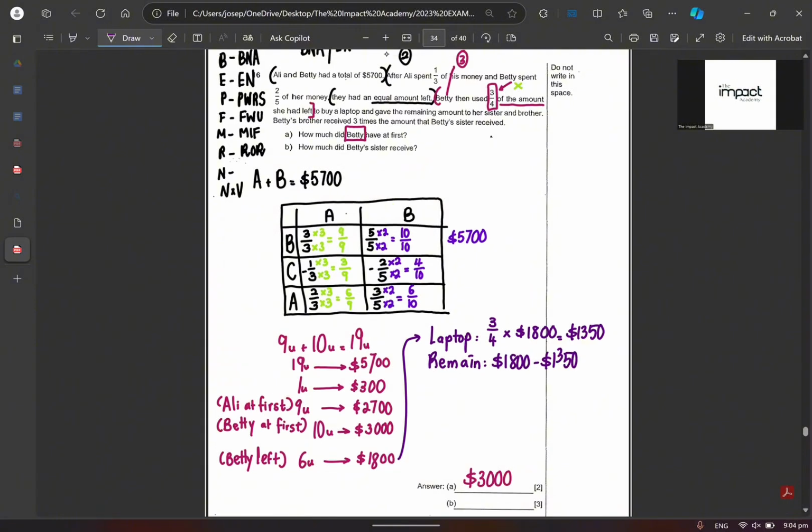Is this something that you can understand or don't understand? We will get to an answer of 450. So she's left with 450, right? What did she do with this 450? She says, I'm going to give it to someone and someone, right?